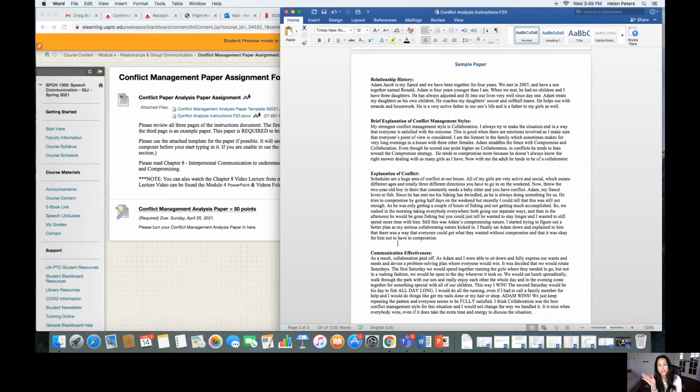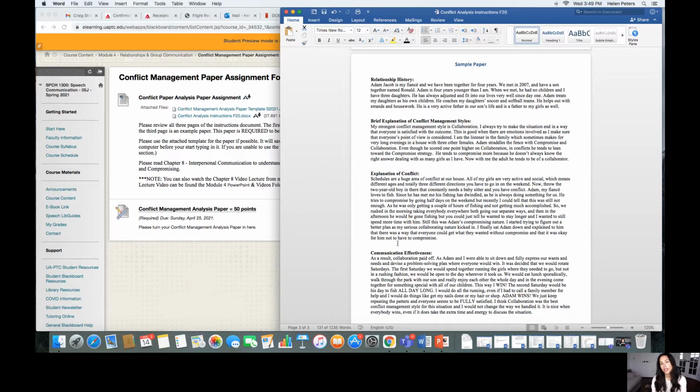Then this person talked about their different types of conflict management styles, and they went into detail. They didn't just say, and please note this, I don't want you to just say, I'm more of a collaborator, they're more of an accommodator. You need to tell me the why. In each section, I need to know the why.